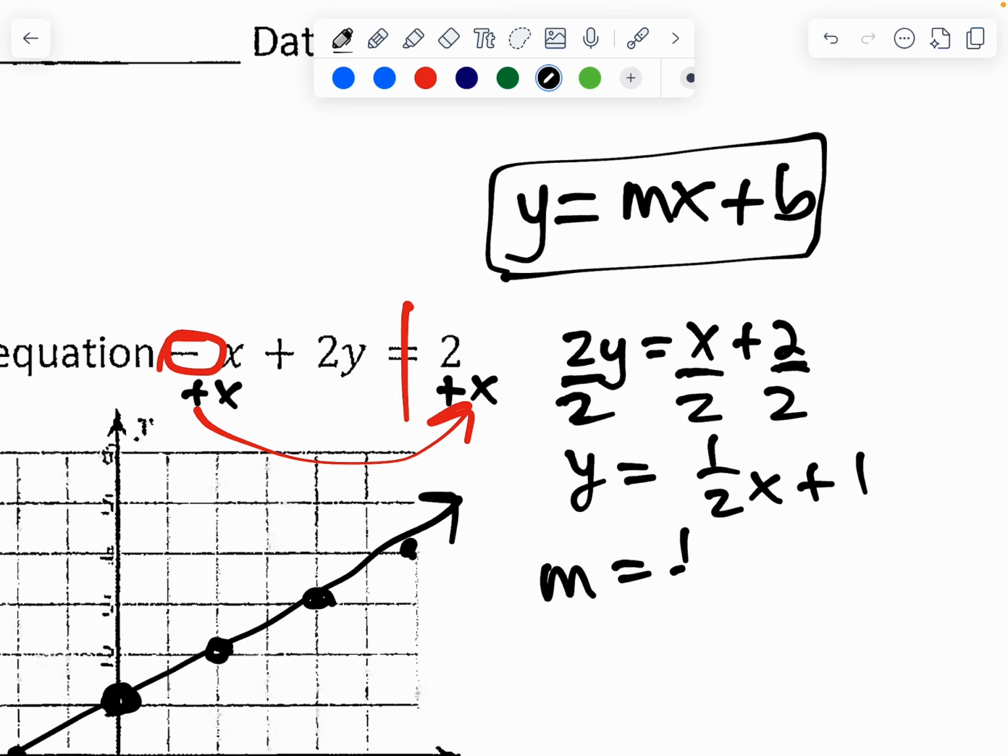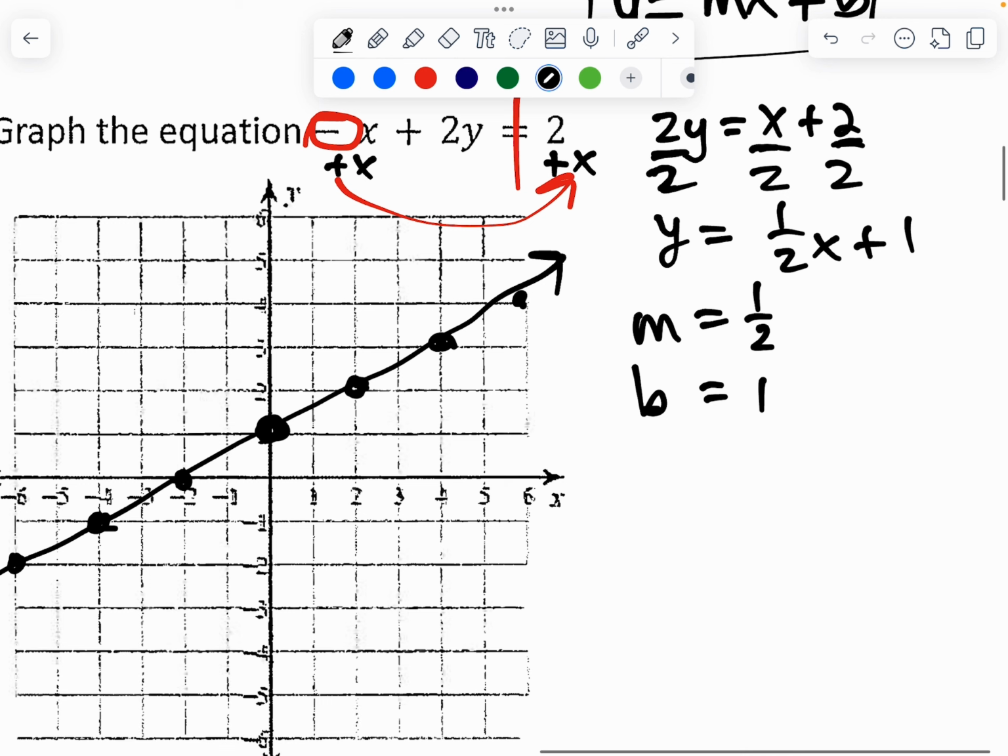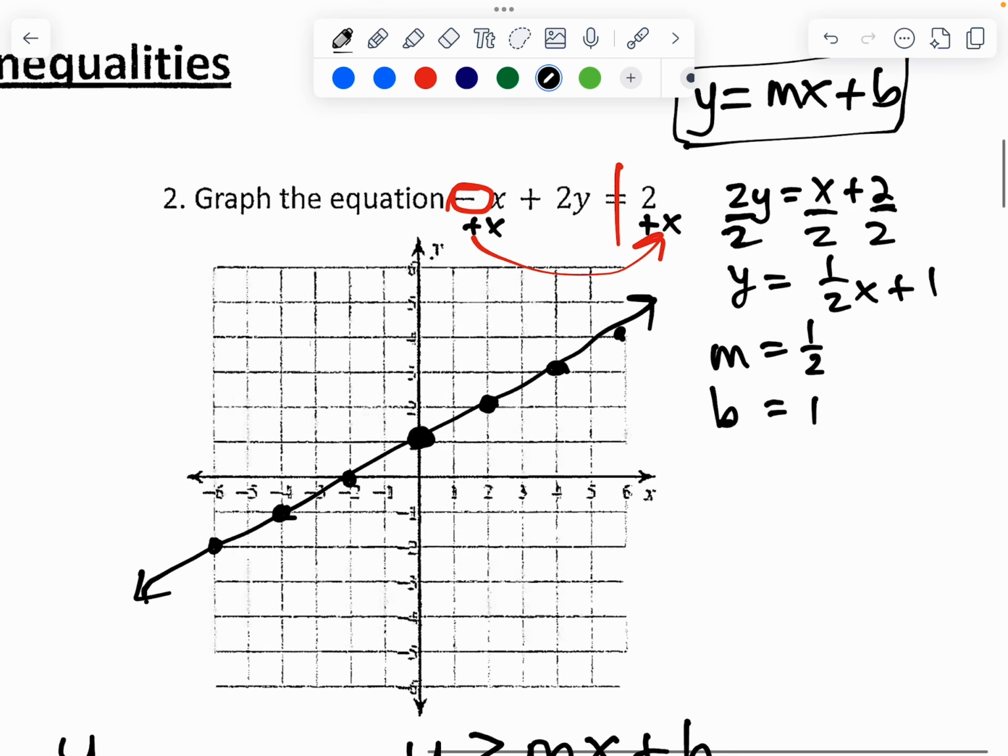My slope is 1/2, my b is 1, so I can plot 1 on the y-axis, count my rise over run, up 1 over 2, plot my points, and draw my line. Your graph should look like that. Make sure that your graph has a positive slope. It does, so I know that my graph is correct.